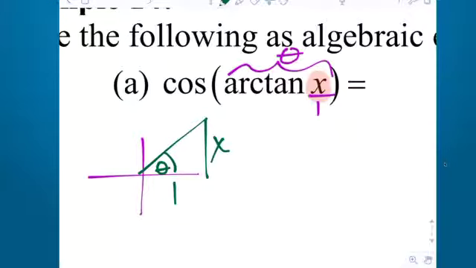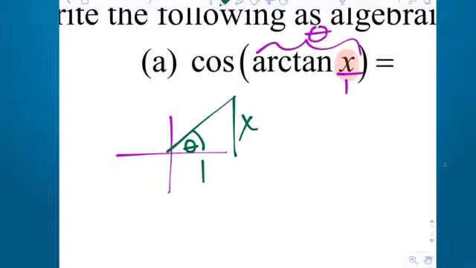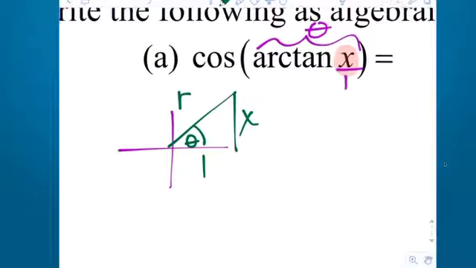Right? X over 1, y over x. Got it? Now that I have the 2 sides, I can find the 3rd side by the what theorem? Pythagorean theorem. So here we go. I'm going to call this R for hypotenuse. Like the way Scooby-Doo would say it, right?